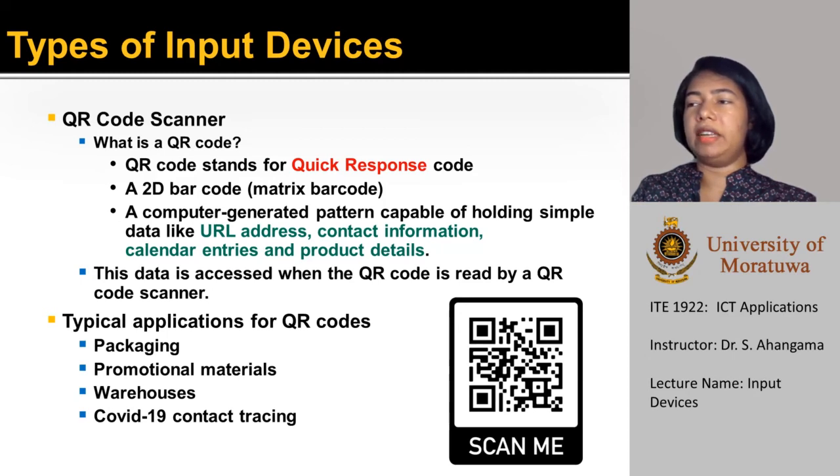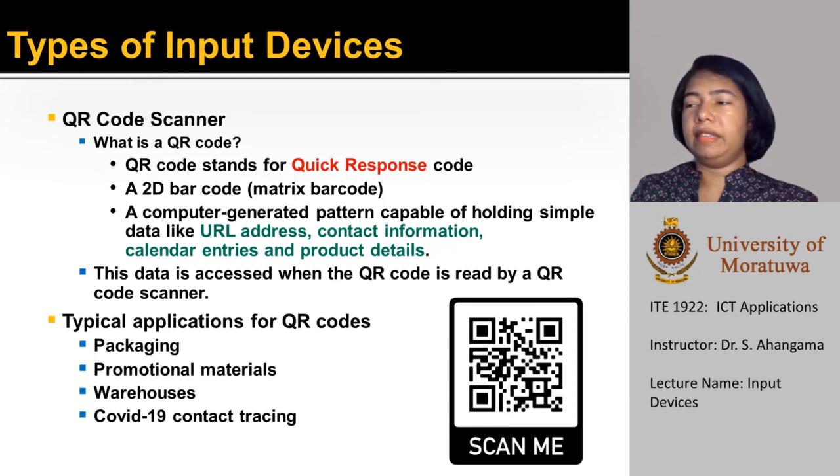QR code scanner is another commonly used input that we can take for computer. So, what is QR code? QR code stands for Quick Response Code. It is a 2D barcode. Also, it is a computer-generated pattern capable of holding simple data like URL address, contact information, calendar entries, and product details.